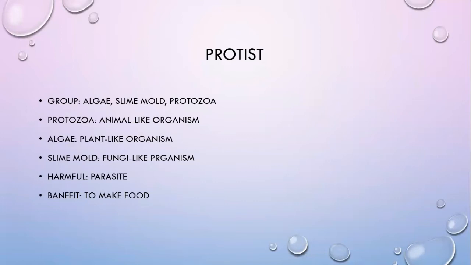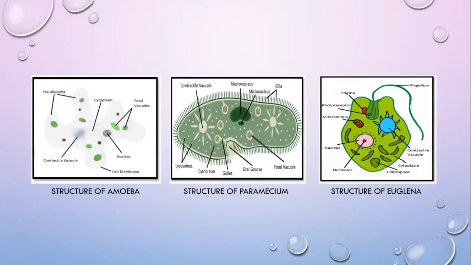And also protists can be harmful to us and usually exist as parasites. And the benefit is that they can be used to make food. The famous food that we usually make is sushi, the seaweed that we use to make the sushi. That's a protist. So this is an example of protists, the structure of amoeba, paramecium, and also euglena.